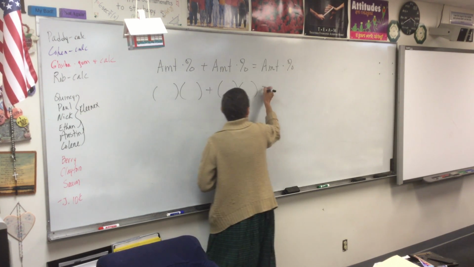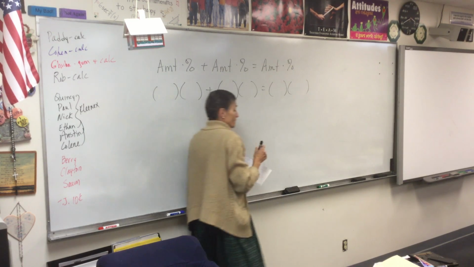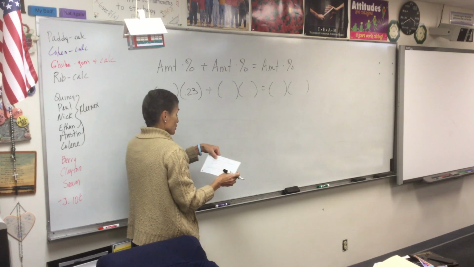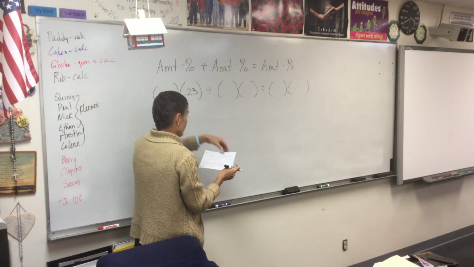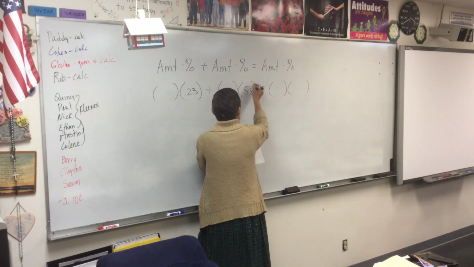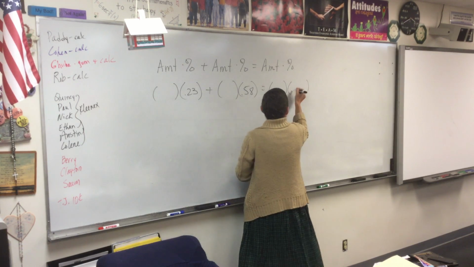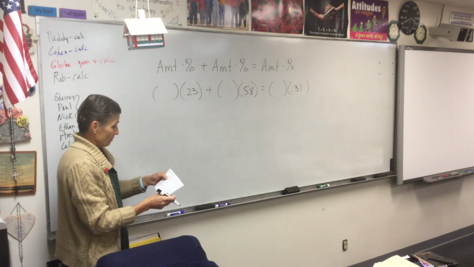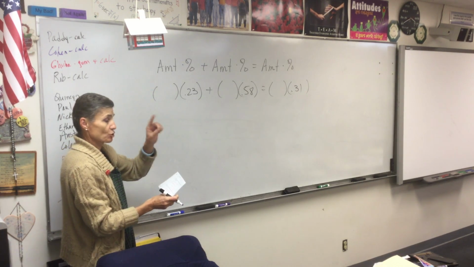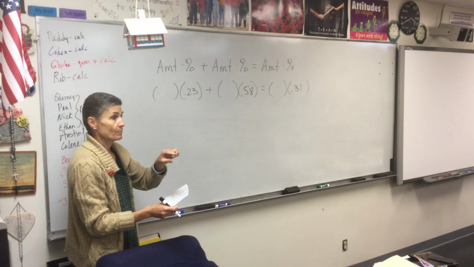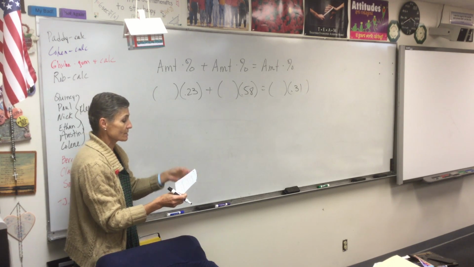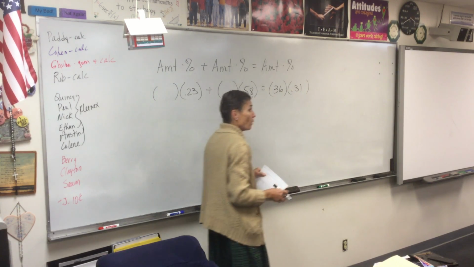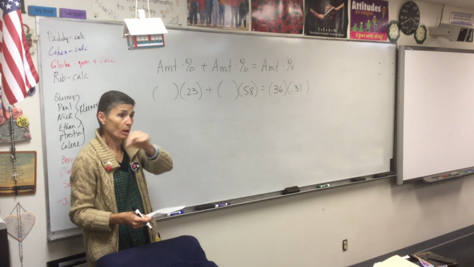So we have 6 numbers in the problem. The first thing I'm going to do is go through and put in all of my percentages. It's so easy. 23%, 58%, 31%. There we go. Now, the other number in the problem is 36 ounces. And it says 36 ounces of 31%. So the 36 goes with the 31. It says it in the problem.